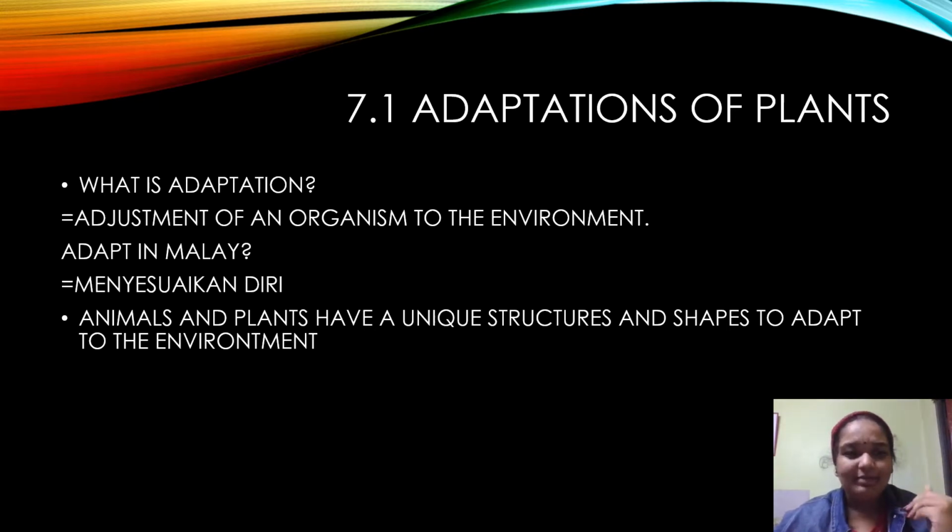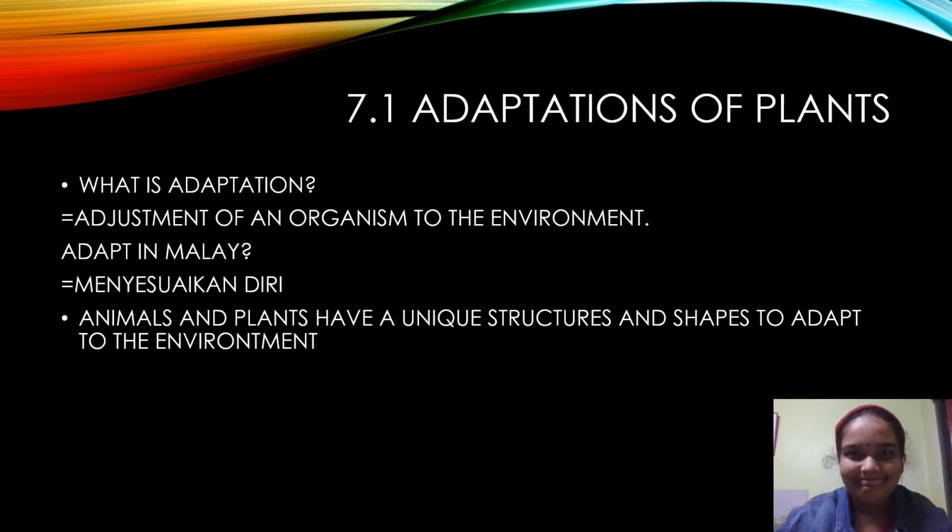So what is adapt in Malay? It means menyesuaikan. So it's all about how plants get used to the environment. Animals and plants have unique structures and shapes to adapt to the environment. You have seen that plants have different shapes. For example, a cactus has very long thorns. And animals also have different kinds of fur and abilities.